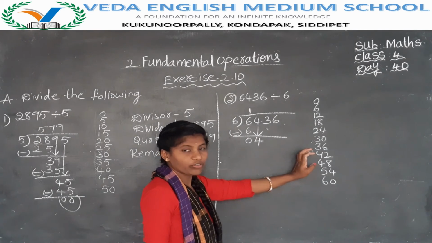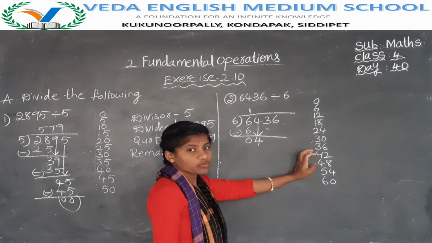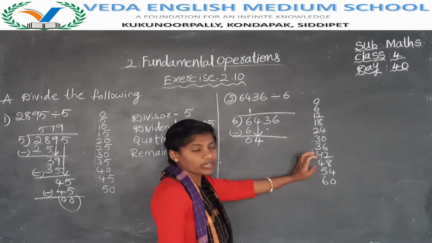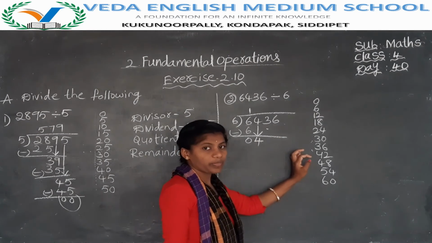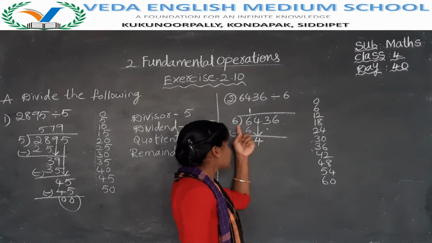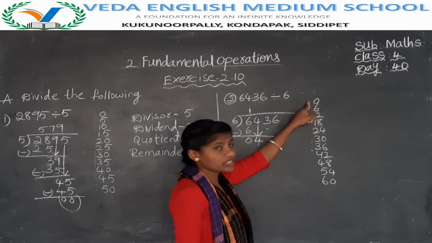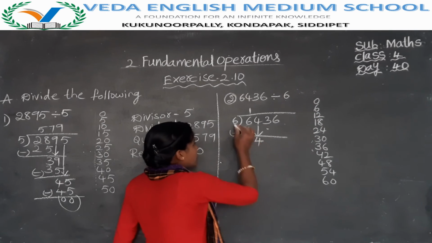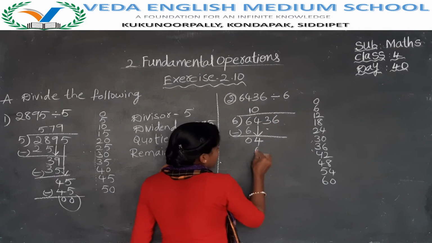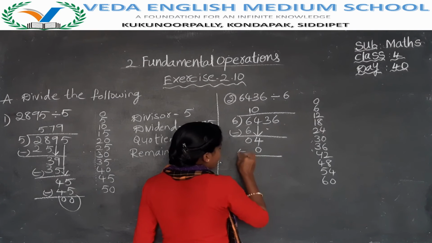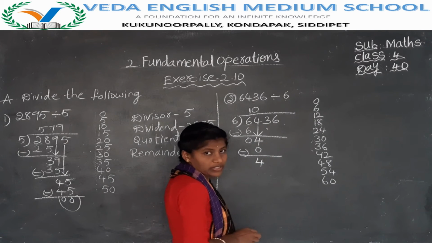No, it is not there. If 4 is not there, then you have to choose a number smaller than 4 in the 6 table. What is the smaller number than 4 in the 6 table? 0. Is there 0 in the 6 table? Yes. So we have to take 6 zeros are 0. Now subtract again. 4 minus 0 is 4.